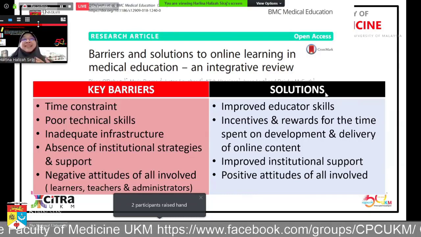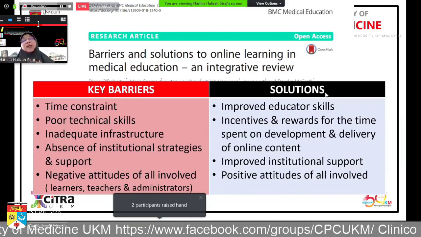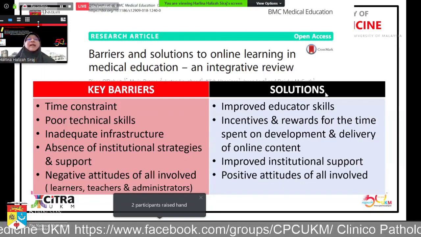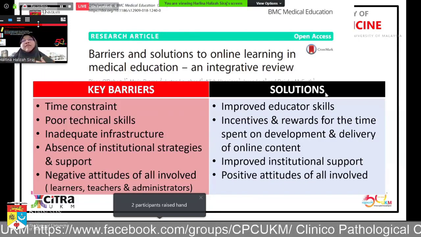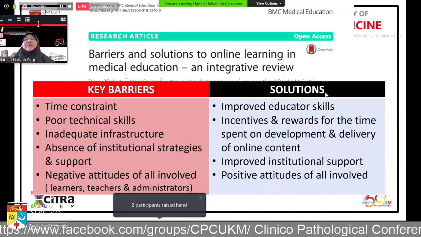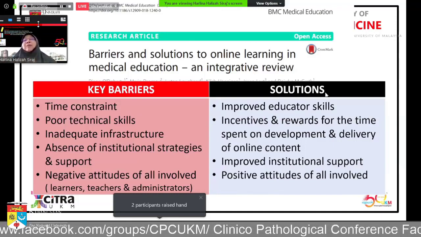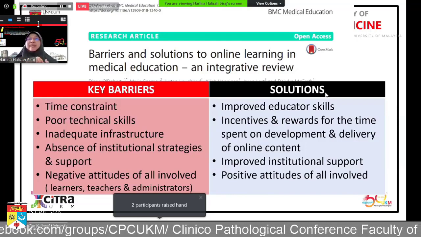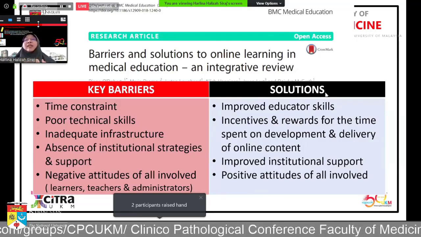There is an absence of institutional strategies and support. Maybe not absent, but lacking. And the negative attitude of all involved. The solution is definitely we need to improve our educator skill. We need to have incentive and reward. I think even though I cannot see you, everybody is nodding their head.